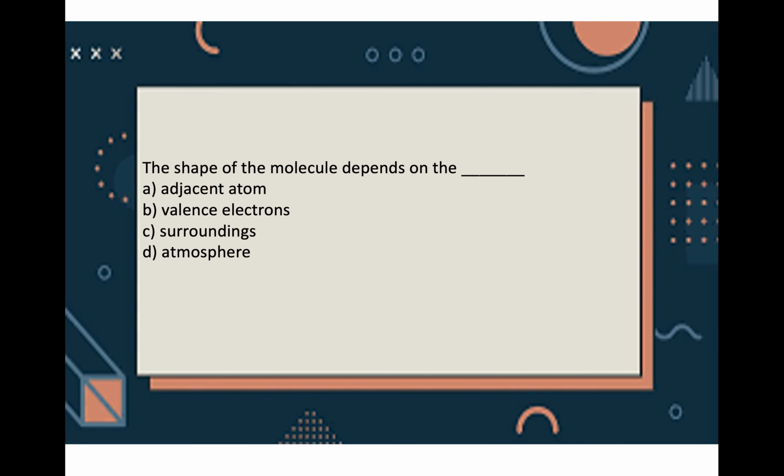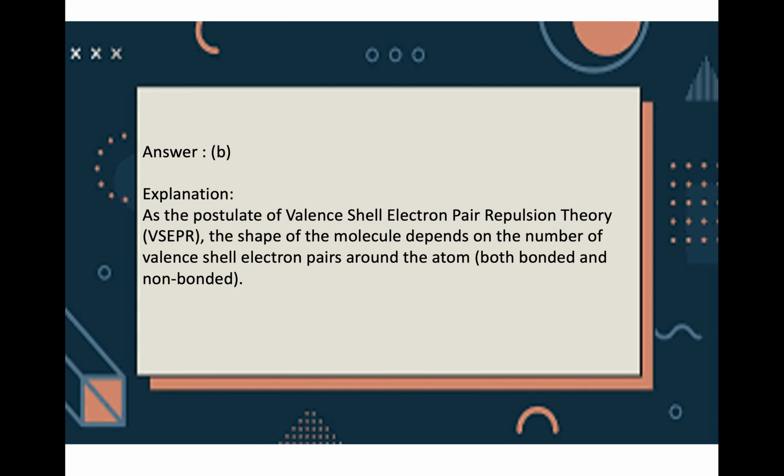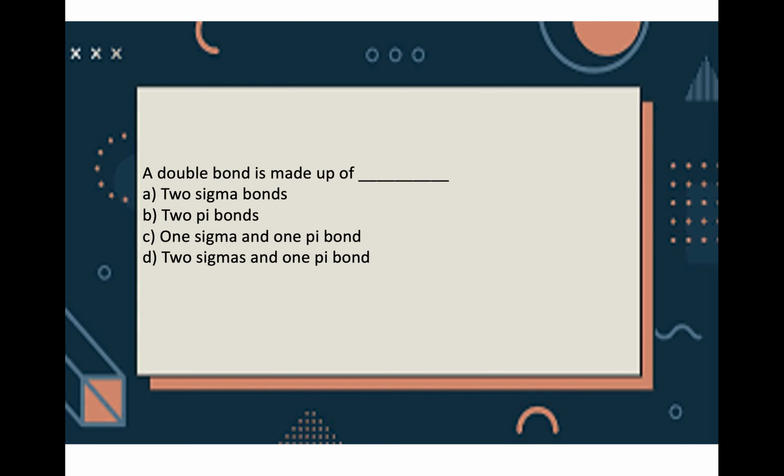Next question is, the shape of the molecule depends on A. Adjacent atom, B. Valence electron, C. Surroundings, and D. Atmosphere. Answer is B, valence electron. Because according to the VSEPR theory, the shape of the molecule depends on the number of valence shell electron pairs around the atom, both bonded and non-bonded.